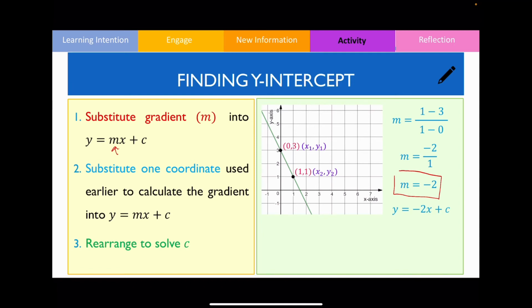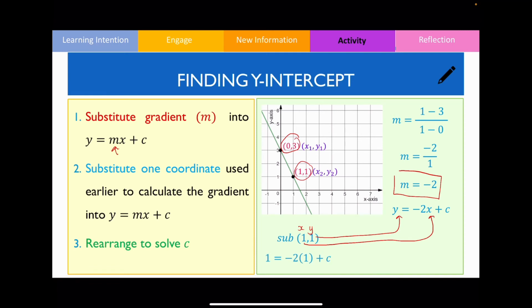I'm now going to complete step 2 by substituting one of these 2 coordinates into the general equation. It doesn't matter which coordinate you use because you'll eventually arrive at the exact same answer. In this example, I'm going to substitute the coordinate (1, 1), and I want you to recall that that's your x value, that's your y value. So wherever I see x, I'm going to substitute that with the number 1, and wherever I see y, I'm also going to replace that with the number 1. So this is what my equation now looks like.